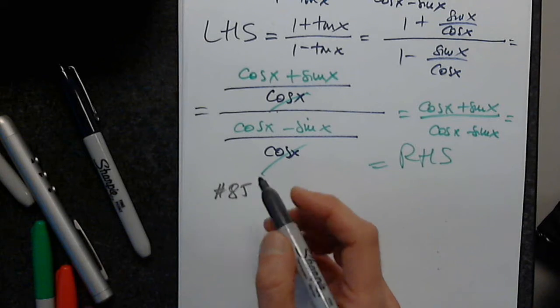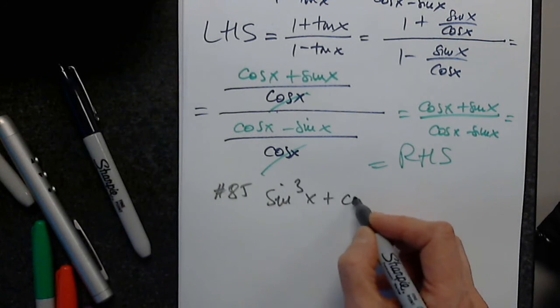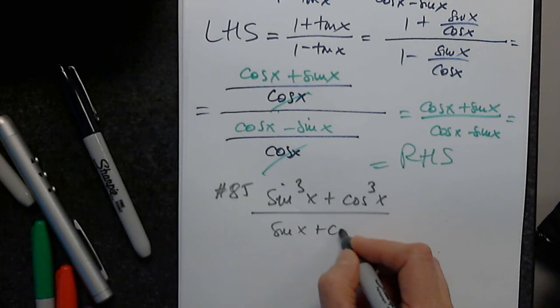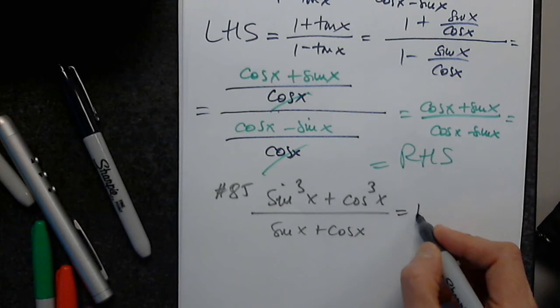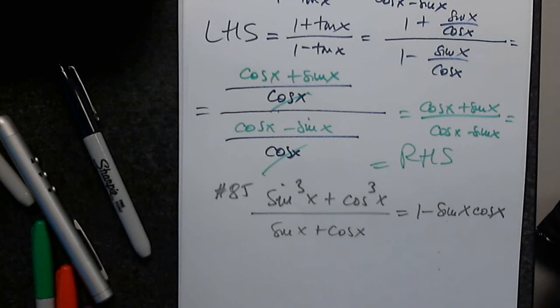In 85, we have sine cubed x plus cosine cubed x over sine x plus cosine x equals 1 minus sine x cosine x. So this is another identity. We understand that there is no argument here. We just have to show how we get from one side to the other, or how we simplify both sides to the same thing. So obviously, where will I start?